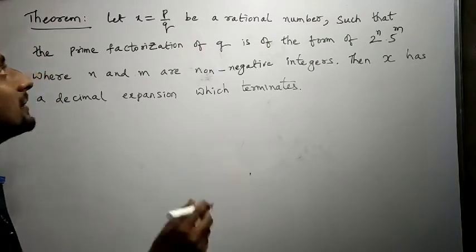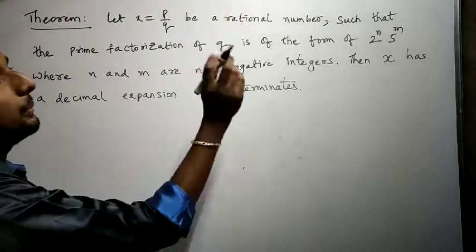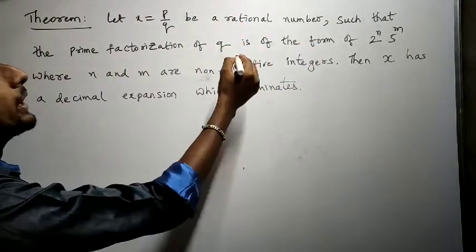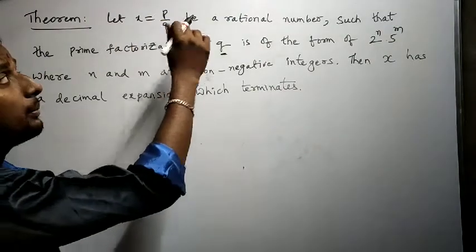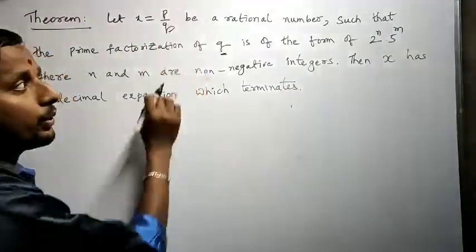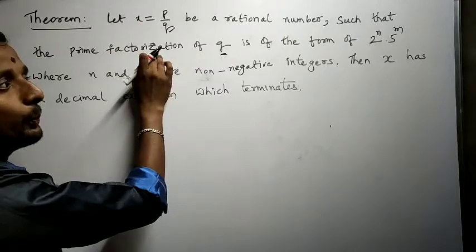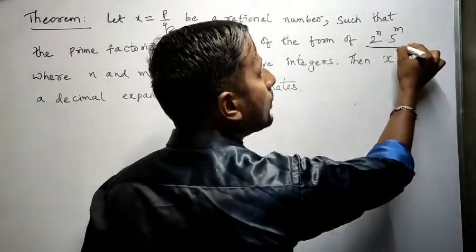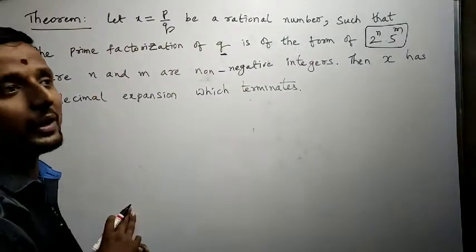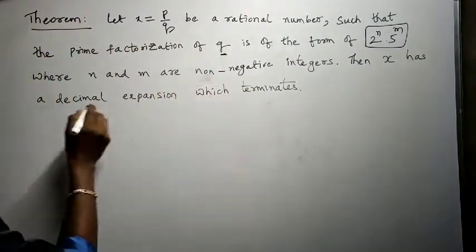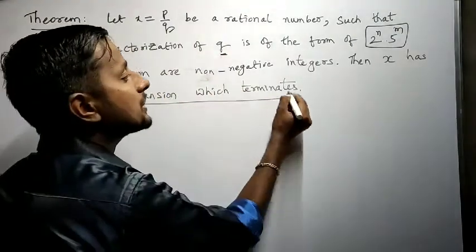The second theorem tells us: if x is a rational number, now we are talking about the q in the place of the denominator. X is a rational number which is expressed in the form of p by q. Now we are talking about the q. If q can be expressed in the form of 2 power n and 5 power m, then x has a decimal expansion which terminates.